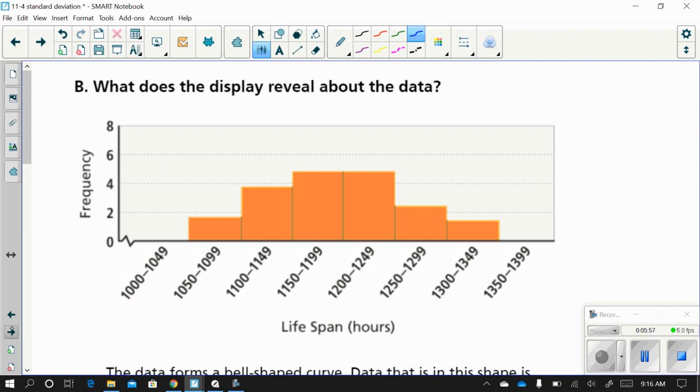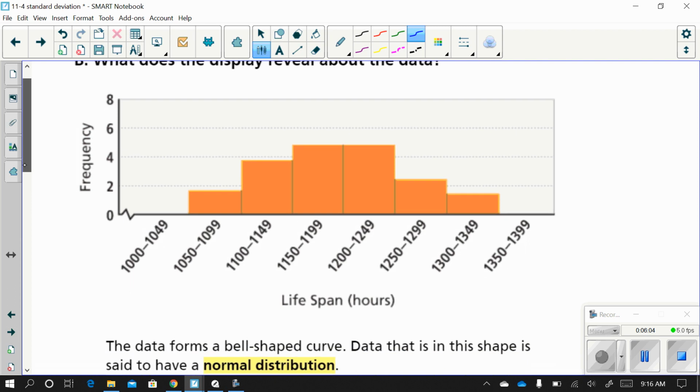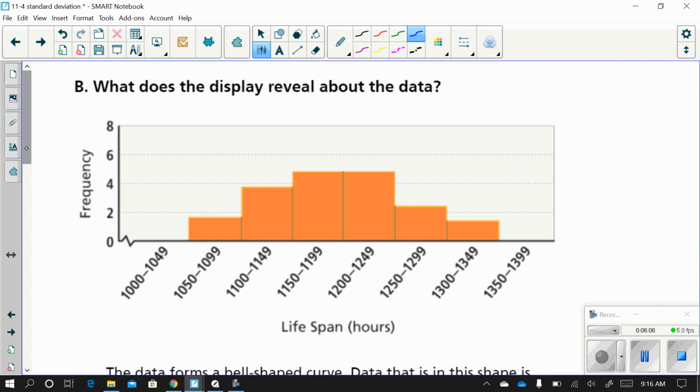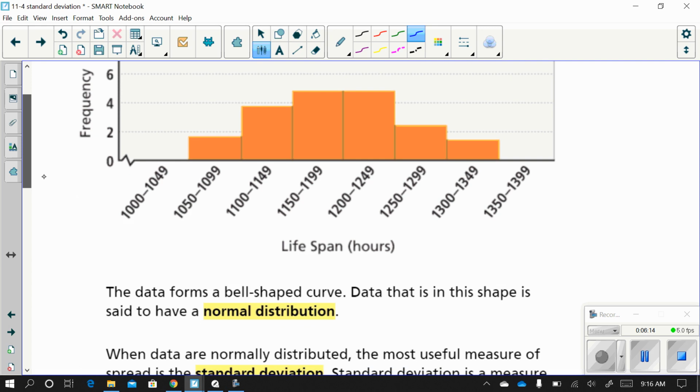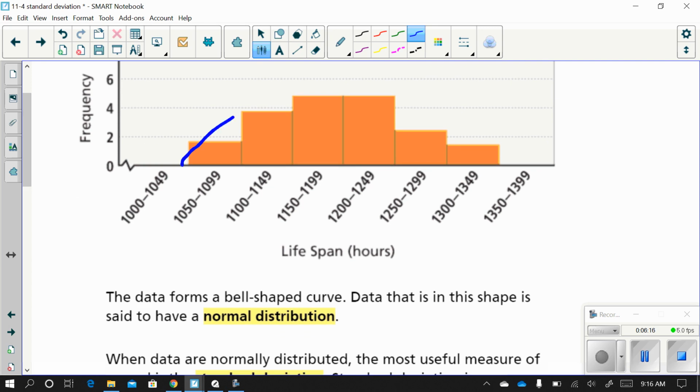Continuing with that, here's my histogram again. Notice theirs looks a little prettier than mine does, but that's okay. So what does this display reveal about the data? Well, it looks pretty symmetrical. We call this a bell-shaped curve. Notice how it kind of makes a bell. When it's symmetrical, we say it's bell-shaped. Data that's in this shape is said to have a normal distribution.